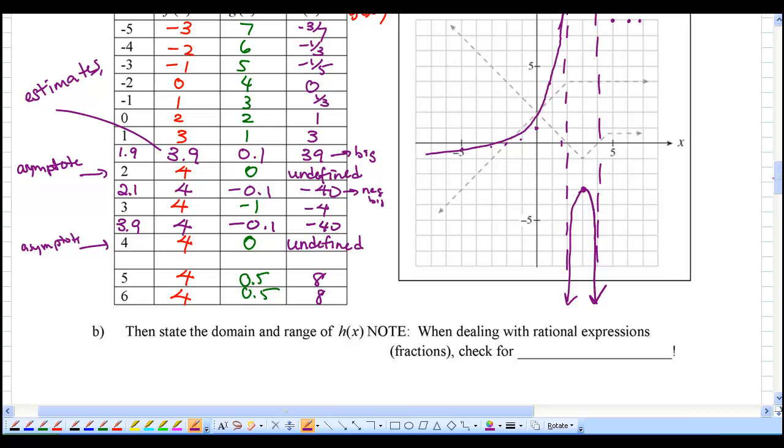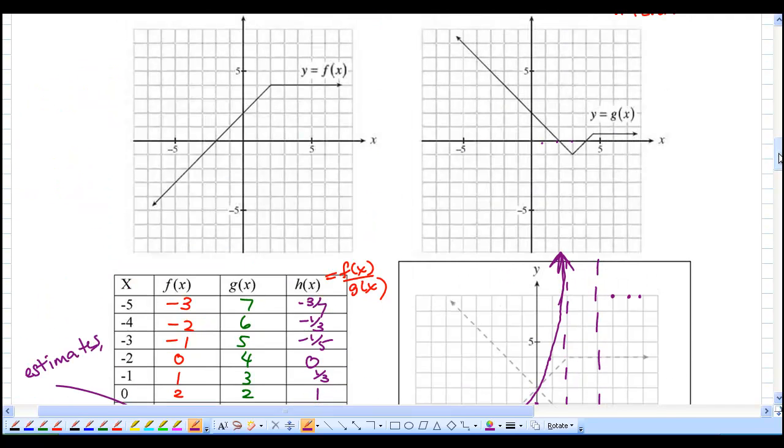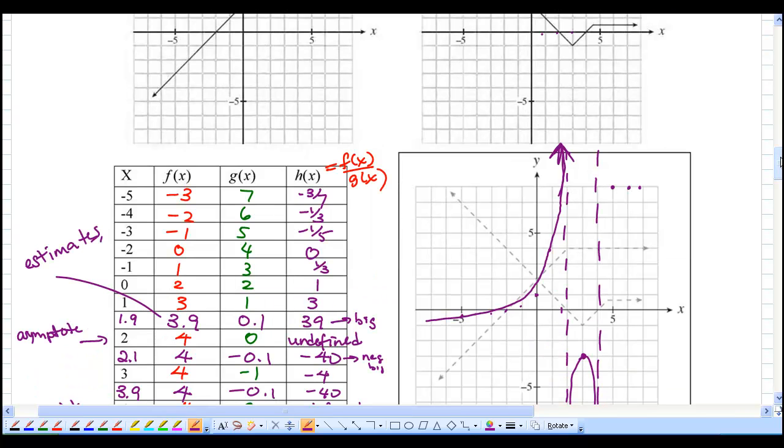Okay. And then curious what happens after the asymptote. Well, I'm going to try something like 4.1. This is still 4. I believe this is positive 0.1, so this is 40. This is big. So therefore, the graph must be way up here, and I guess it comes down and touches and it goes across. So ladies and gentlemen, there's your graph of h of x, which is f of x divided by g of x. Okay.